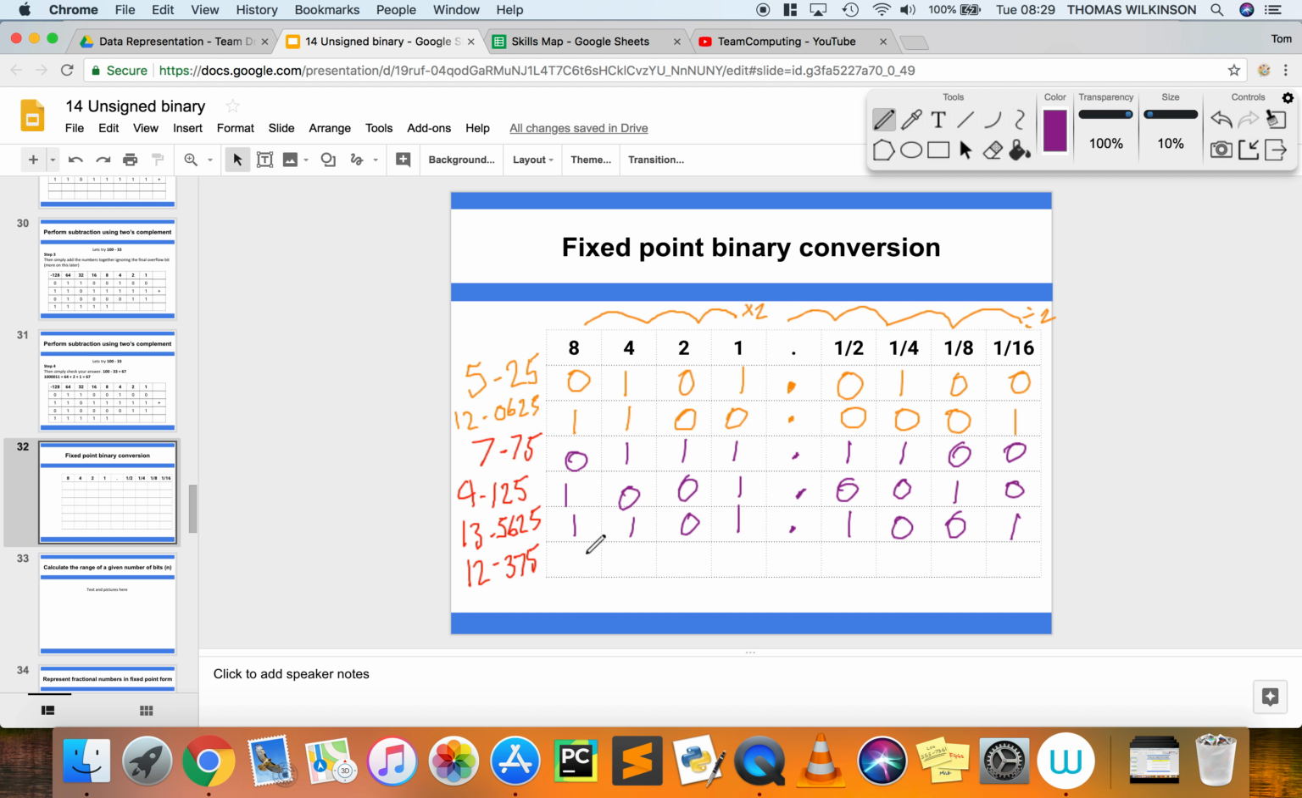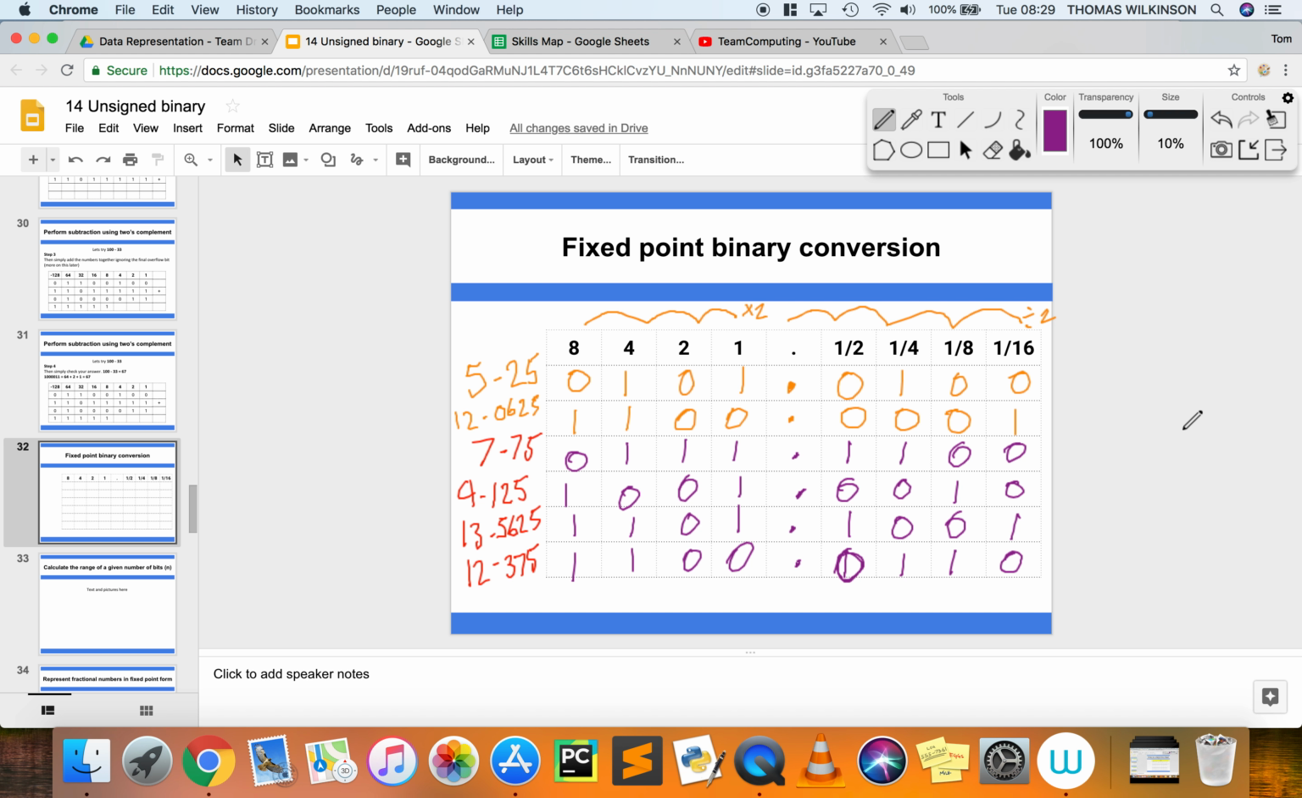And then our last one, which is 12.375, so we're going to have an 8 and a 4. And it's going to be too large for a half, but it's going to be between a half and a quarter. So we're going to use a quarter, which is 0.25. Let's change that to a 0, my mistake. Which is going to then leave us with 0.125 left over, which conveniently is an eighth. And there are our answers just there.